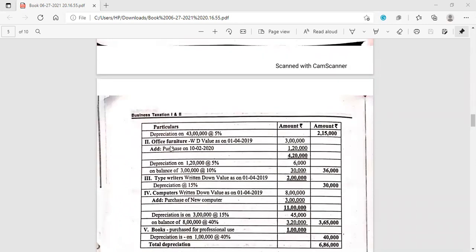The next, office furniture, which is having the written down value of 3 lakh and purchases made during the year, that is on 20th February 2020 worth rupees 1,20,000. If we add, we'll be getting 4,20,000, and depreciation at half of the normal rate. Okay, on additions, that is on 1,20,000, 6,000, and on balance, that is on existing furniture, at the rate of 10%, 30,000. So total amount of depreciation will be 36,000.